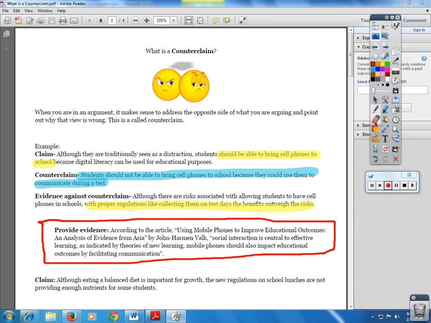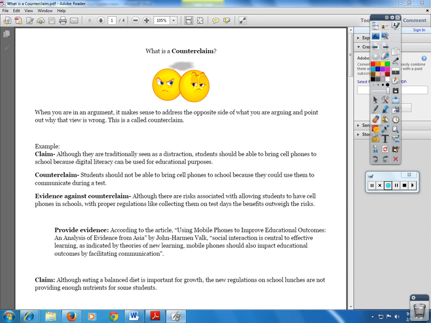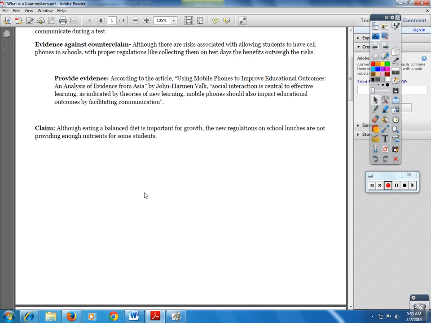Okay, so let's get another example. See if you can come up with one. You should have the same sheet as me, and you can write right under this. Come up with a counterclaim for, although eating a balanced diet is important for growth, the new regulations on school lunches are not providing enough nutrients for some students. So you guys know what I'm talking about with the new lunch rules where you're supposed to have a fruit and a vegetable and whole grains and less fried things. So if I'm a student, I can claim that is not enough food for me. That's my claim.